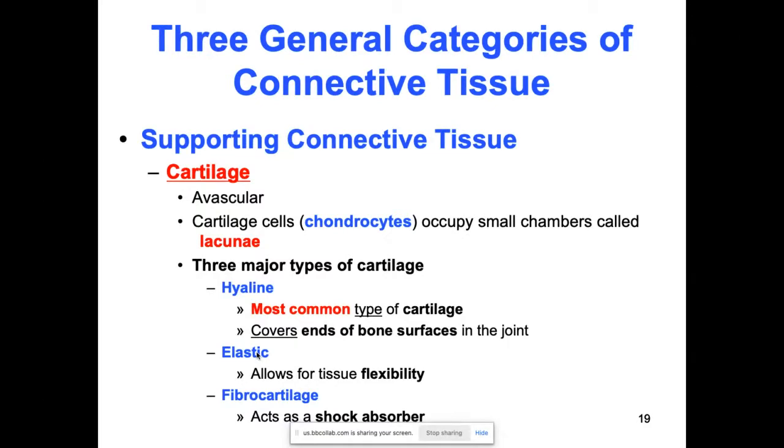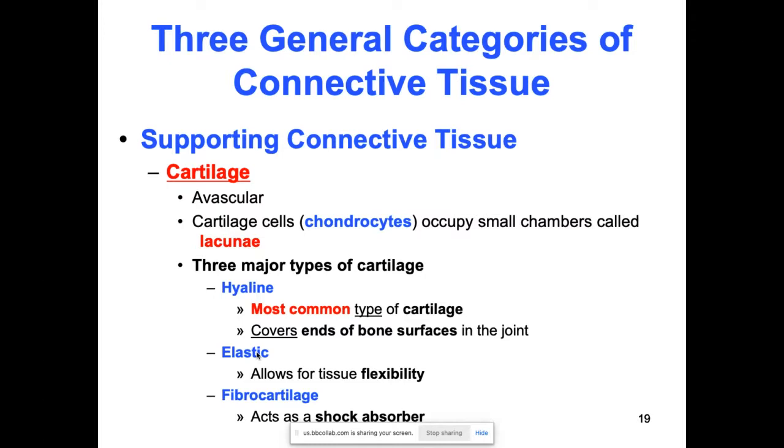You can deform your ear, let go, and it recoils back. Your nose, your epiglottis in your throat that closes off your windpipe. So when you swallow, food goes down your esophagus and not your trachea, right? Elastic is also found within the inner ear.